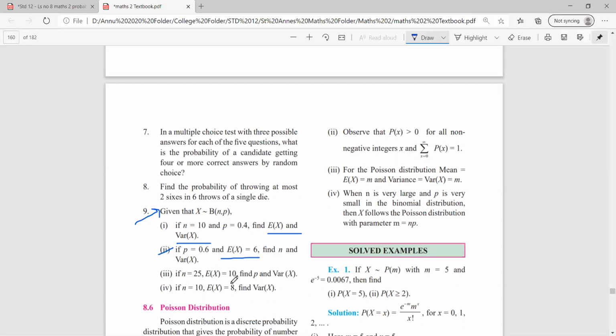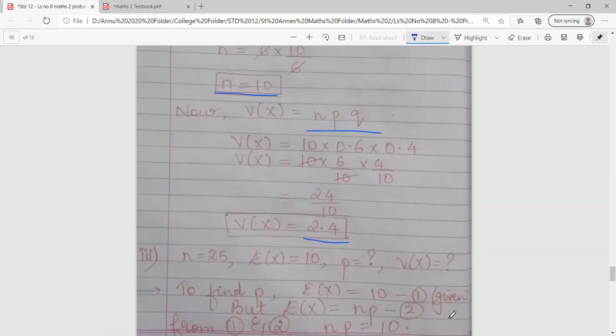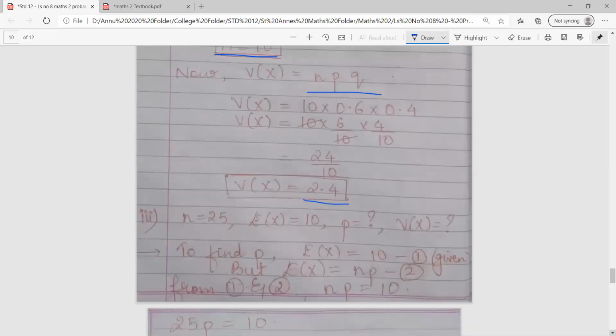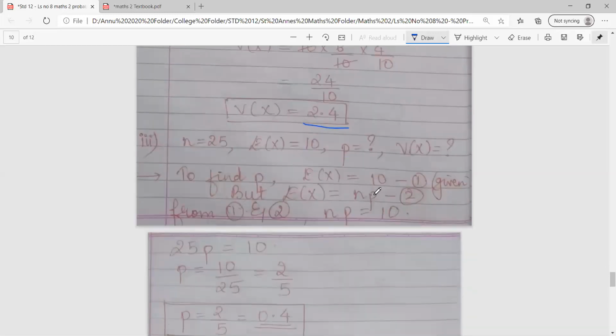Coming to the third one, n is 25, E of x is 10. Now you have to find P and variance of x. Now as you don't know the value of P, you cannot find the value of Q. So we have to start with E of x. So E of x is given to be 10, point number 1.